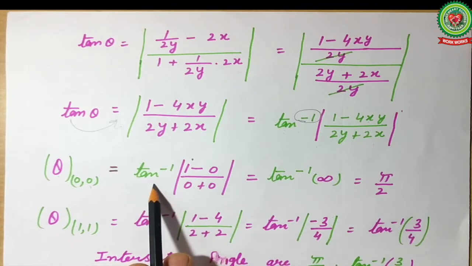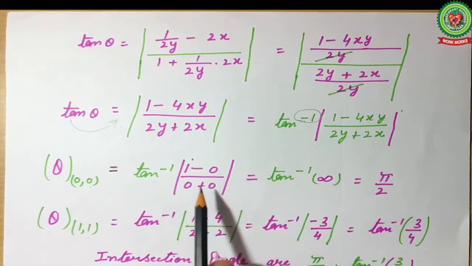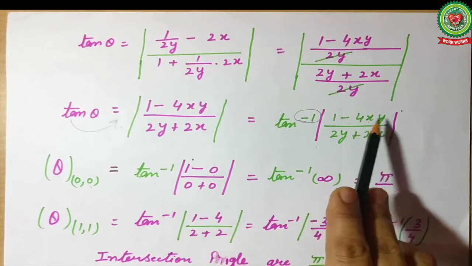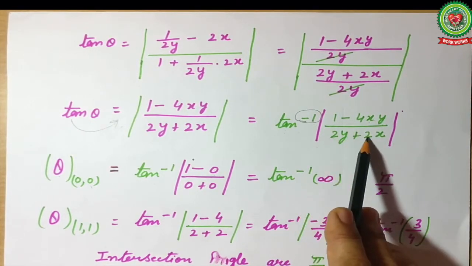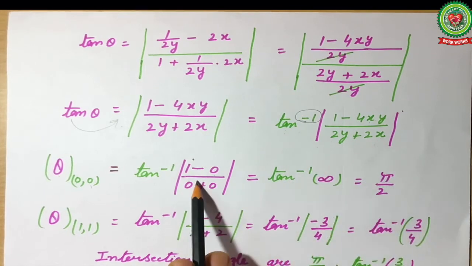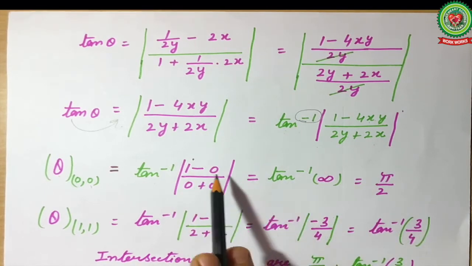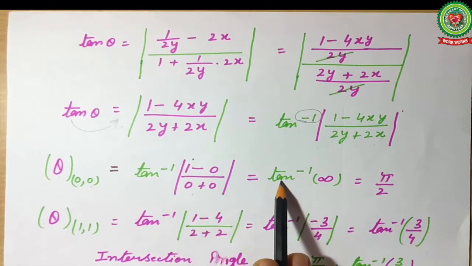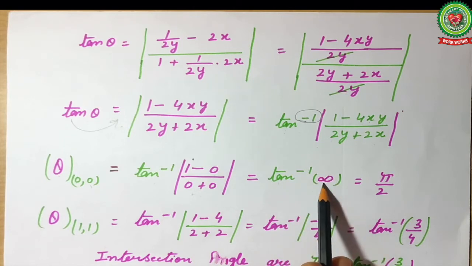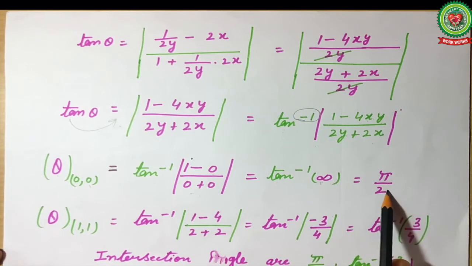That means theta is tan inverse of modulus of 1 minus 0, because multiplication with 0 gives 0, and 2 into 0 is 0. We have tan inverse of 1 upon 0. So what is 1 upon 0? Infinity. That means the value is tan inverse infinity, and tan theta is infinity for pi by 2.